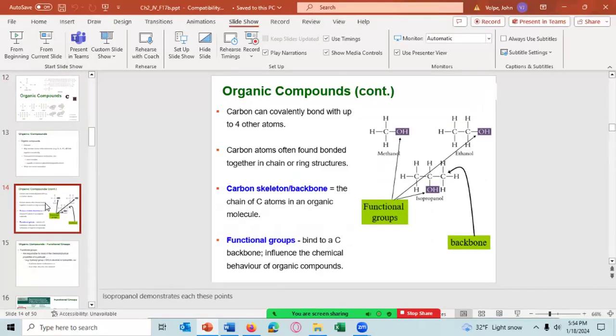What's holding these atoms together are covalent chemical bonds. The carbon skeleton is the backbone of an organic compound. So right here, the carbon skeleton is the 3 carbon atoms being held together.